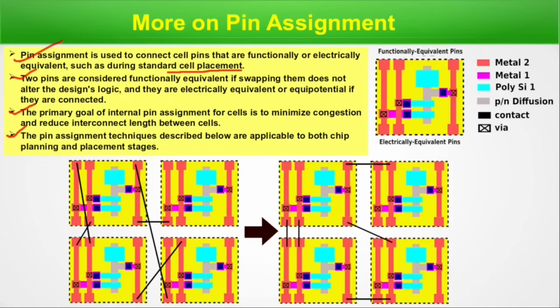So these are functionally equivalent pins, with metal 2, metal 1 and other layers shown in colors. This red is metal 2, and these are the metal 1 layer, poly layer, diffusion layer, then contact and via. These are electrically equivalent pins. If this is the original design, this pin and that pin are electrically equivalent, that's why they're connected, and this pin and that pin.